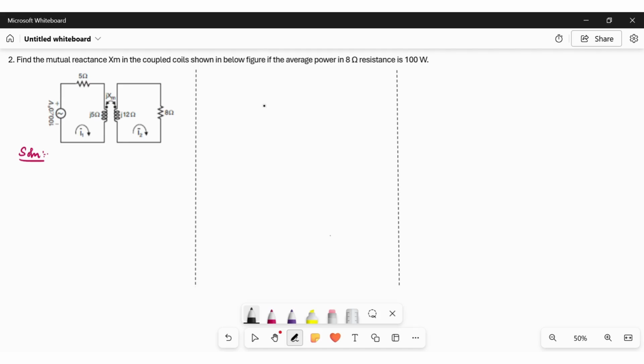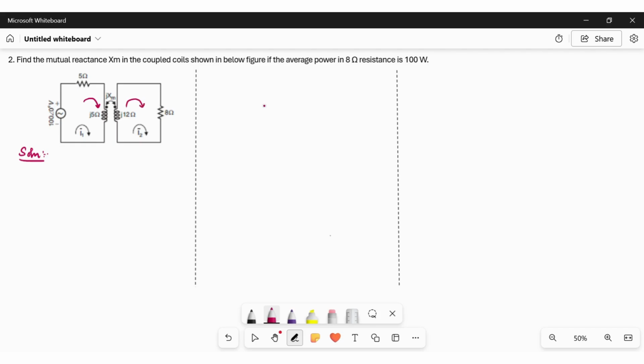Good morning, everyone. Now, in this problem, we are going to find the mutual reactance Xm of the coupled circuit. First, let us analyze the circuit. Here, there are two windings, one primary and one secondary, and their mutual coupling is denoted as jXM. Now, as per dot rule, the current is entering in this dot and the current is leaving from this dot.